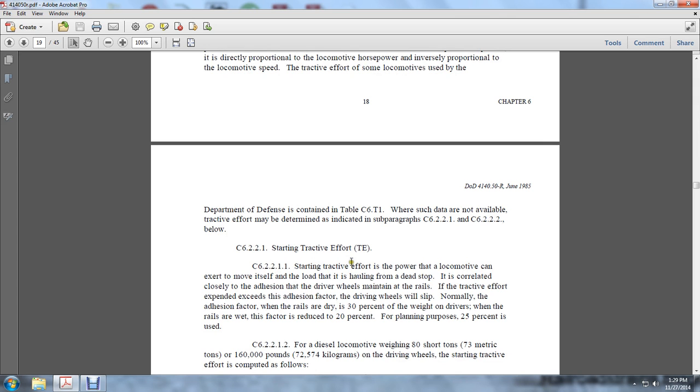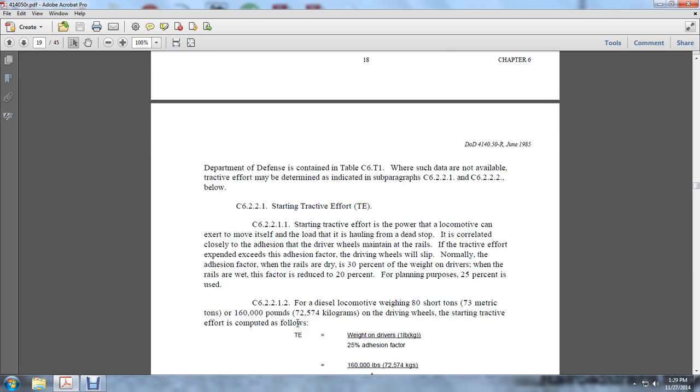Starting traction effort. The starting traction effort is the power of the locomotive that can be exerted for moving itself and loading the cars, hauling them from a dead stop. It is closely related to the adhesion of the driving wheels on the rails. If the traction effort exceeds the adhesion factor, the driving wheels will slip. Normally, adhesion with the rail is 30% of the weight on the drivers when the rails are dry. When the rails are wet, the factor is reduced to 20%. For planning purposes, 25% is used.